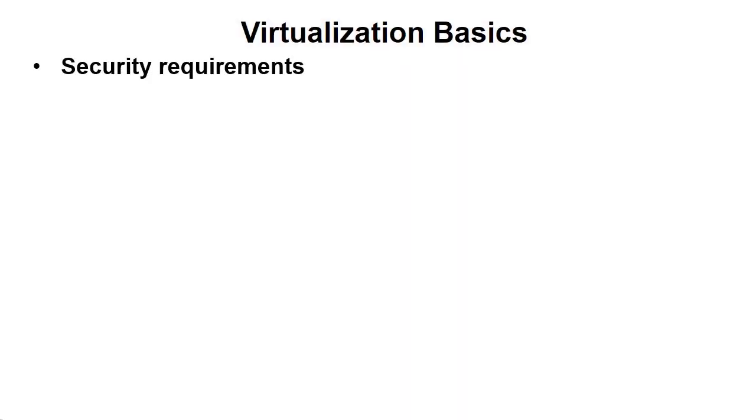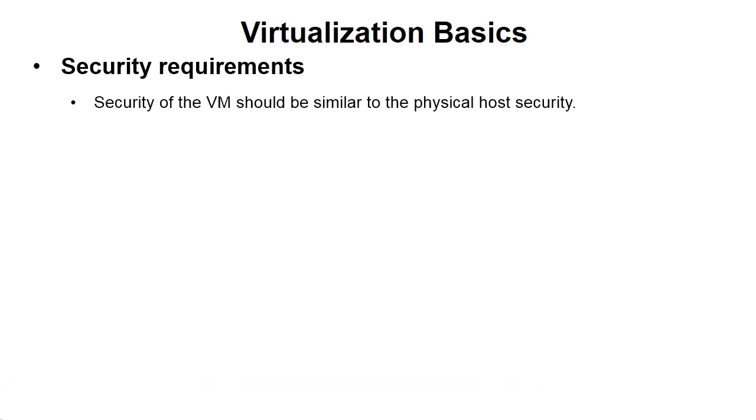Next is security requirements. The security of the virtual machine should be similar to the physical host security. So the actual PC or server that you have, the physical box, is going to have a certain level of security. You want to make sure that that device is secure, but also the security of the virtual machines running inside of that guy, they should be similar to that security or equivalent to that of the physical machine's operating system. The virtual machine should be updated to the latest patches, the latest service pack, whatever version of Windows it is, the latest updates.